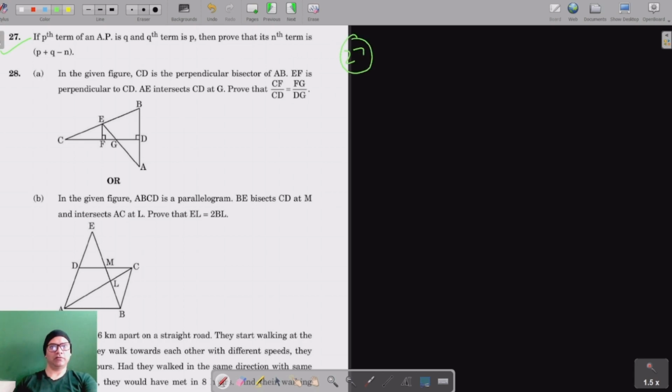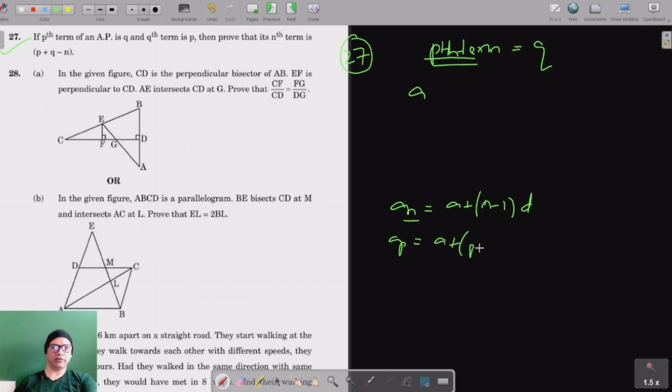Okay, now this is question number 27, and the pth term is equal to q. We know that the nth term is given by a plus n minus 1 into d. So the pth term, ap, is a plus p minus 1 into d. So here I can write a plus p minus 1 into d is equal to q, which is equation 1.